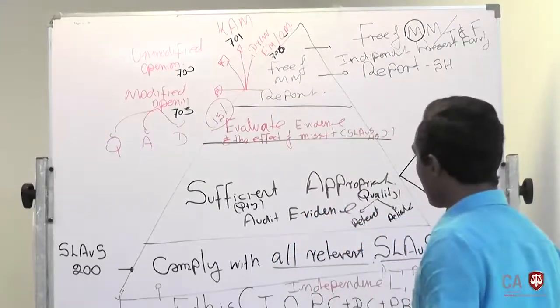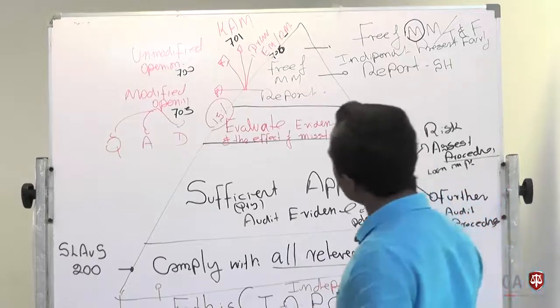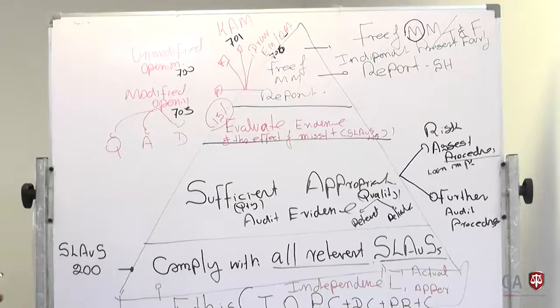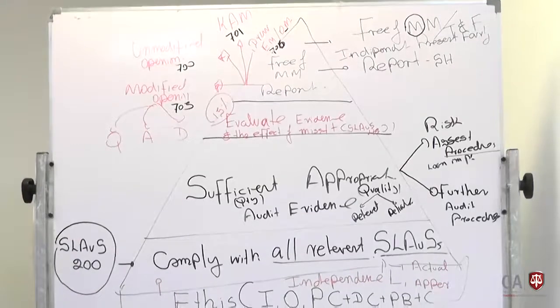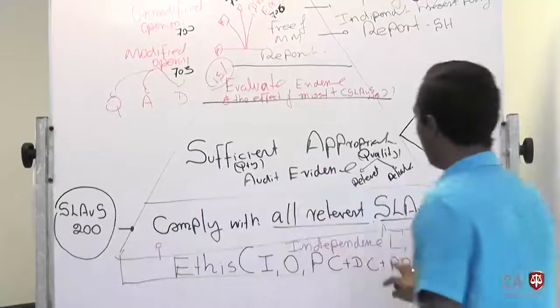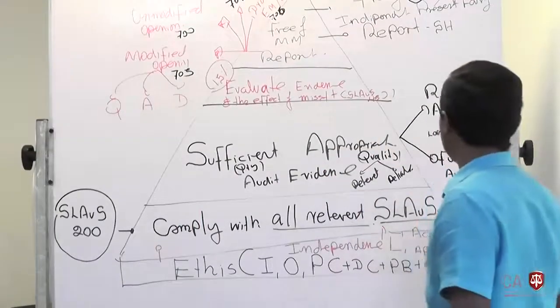Then when you look at this diagram, if you ask me what diagram I am trying to conceptualize here, it is one standard that covers all the standards. What is that standard? 200 standard. But then I will also connect it to other areas. I already covered ethics. Now let's look at this part of it.